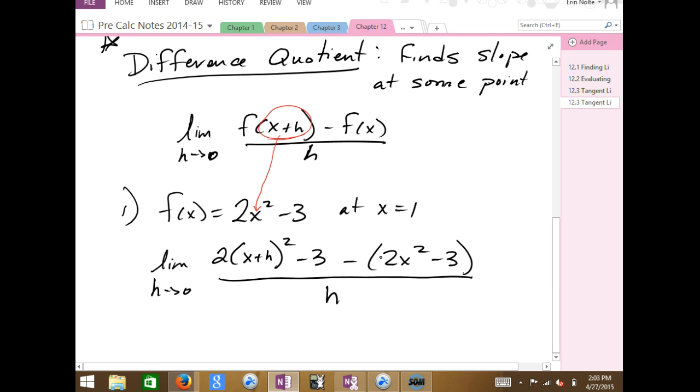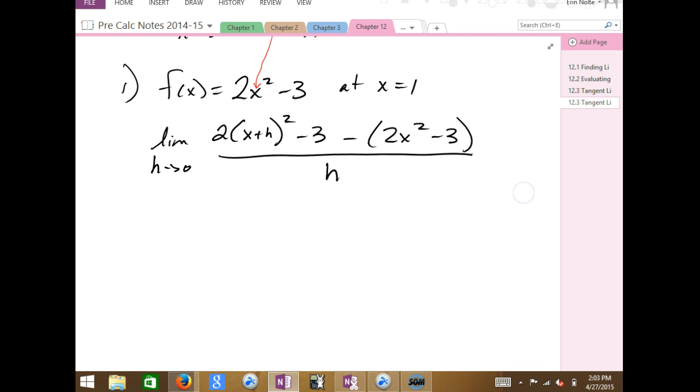H is simply a variable. So you just put 1 in. You plug 1 in, no? No, not yet. Okay, so right now I have to simplify this expression. Okay, so what do I have to do first? Distribute. Close, but not yet. FOIL the x plus h. There you go, exponents. Okay, I have to FOIL first.